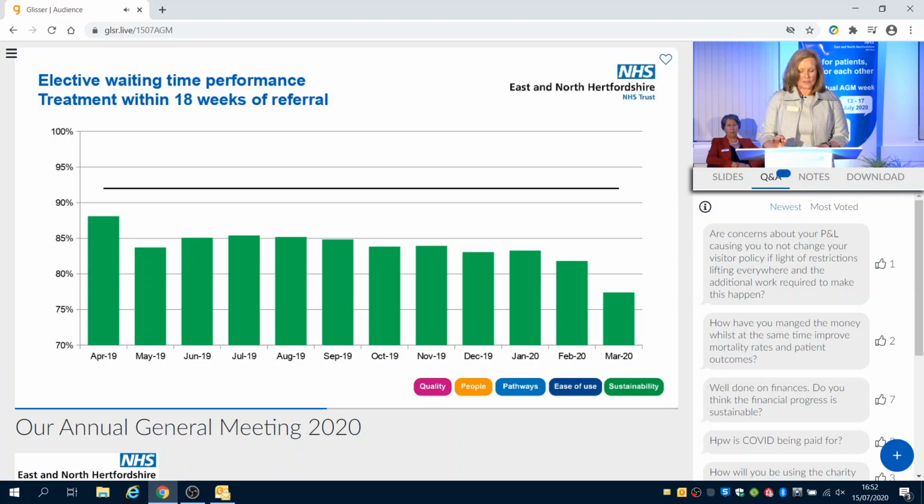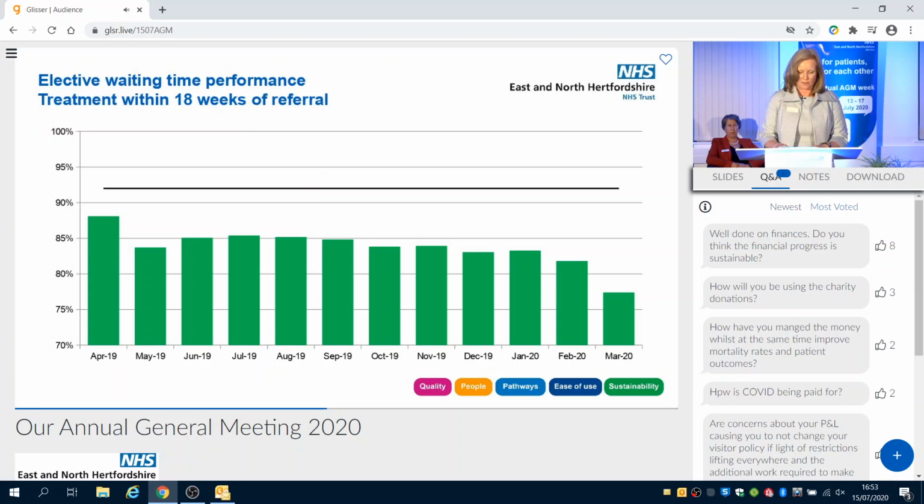Moving on, elective waiting times and treatments within 18 weeks of referral, sometimes known as RTT. This is our biggest challenge currently. Too many of our patients wait too long for treatment. This standard has been most affected by the COVID pandemic.